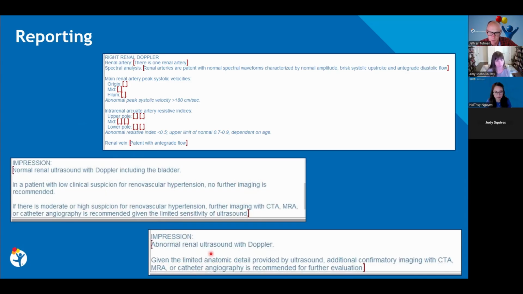Then if it's abnormal, we don't directly call it renal artery stenosis. We just call it an abnormal renal ultrasound. Then again, we recommend further imaging with CTA, MRA, or DSA.